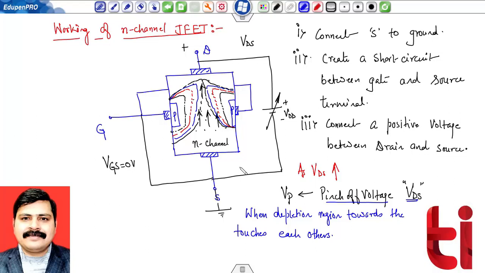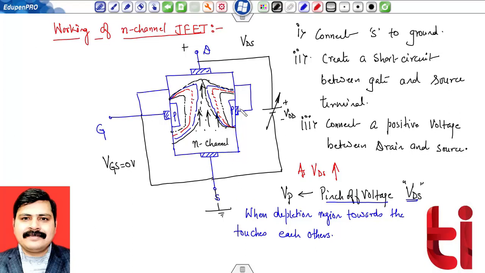Okay, so there may be a question in your mind, and the question is why the depletion region towards the drain side touches, why not the depletion region towards the source side touching each other.